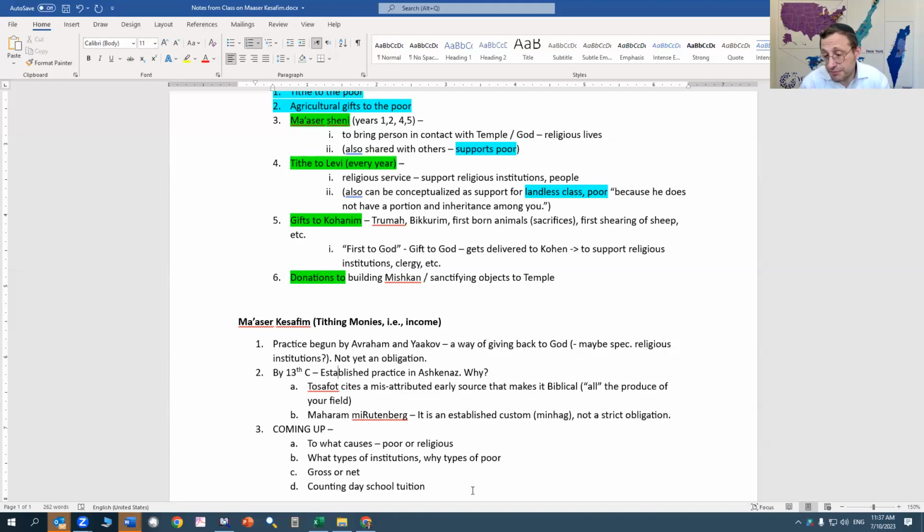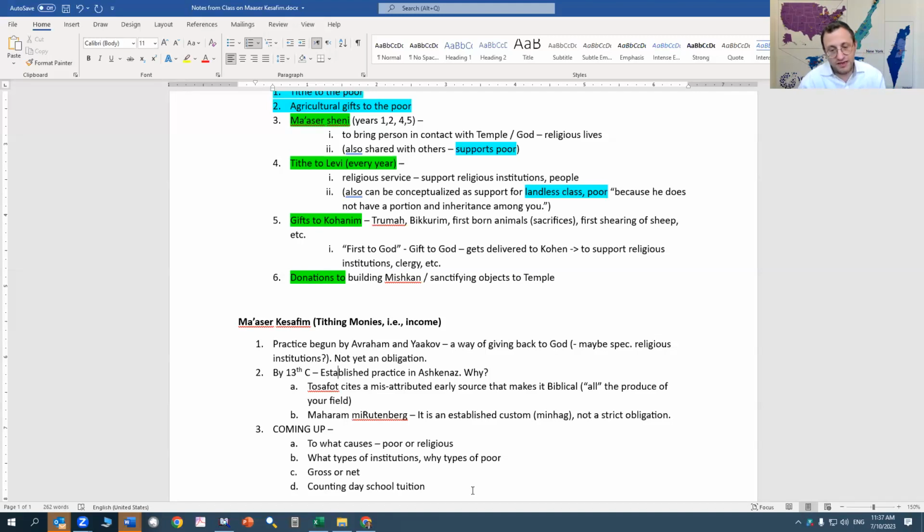But that doesn't create an obligation. It shows how that is a very fundamental practice of a religious person who recognizes that what they have comes from God, and that's fine. That could be an important model for us all to learn from. Not everything has to become formal halacha.